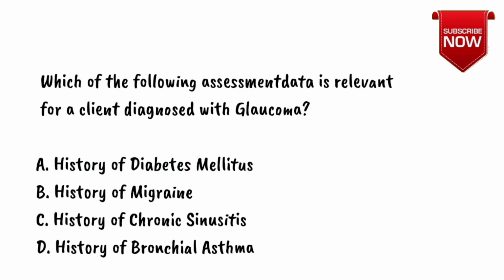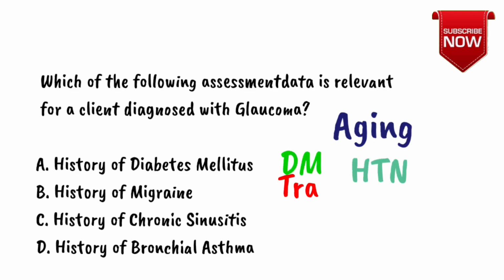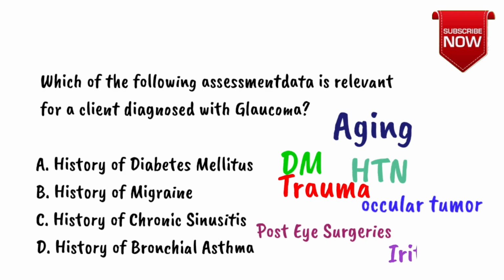Glaucoma is a group of eye disorders resulting in increased intraocular pressure. Normal intraocular pressure requires a balance between production and outflow of aqueous humor. Normal intraocular pressure is 10 to 21 mm of Hg. Common causes of glaucoma are aging, diabetes mellitus, hypertension, trauma, ocular tumors, post-eye surgeries, and iritis.